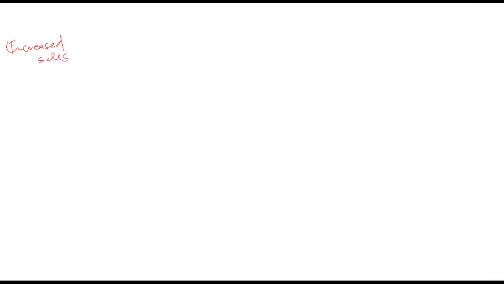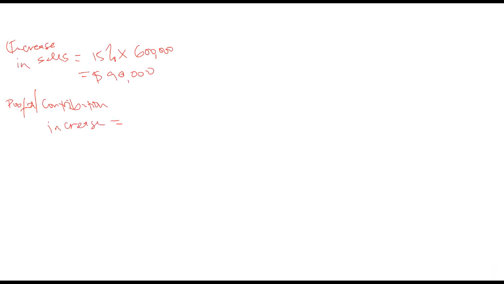The increase in sales will be 15% times the current sales of 600,000, to give us a sales increase of $90,000. Since the sales are increasing, of course, profit is increasing. In this case, profit is measured by contribution. The margin is 20%, that for every dollar of sales the company makes, 20% is contribution or gross profit. That is 20% multiplied by 90,000 to give a contribution increase of 18,000. That is per year.